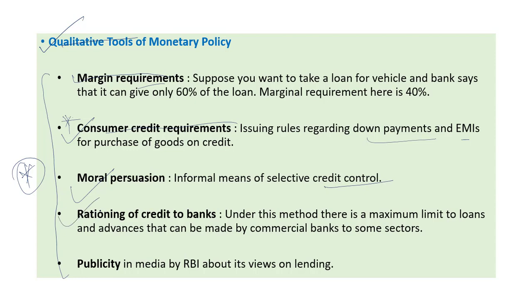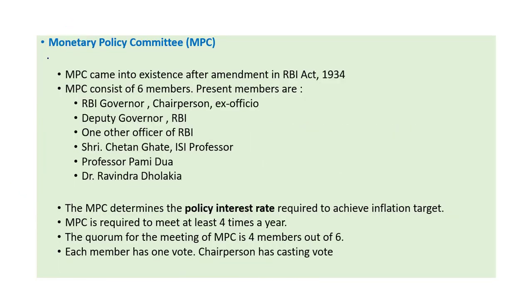Then rationing of credit to banks. Under this method, there is a maximum limit to loans and advances that can be made by commercial banks to some sectors. Why is this done? In order to motivate banks, or in order to persuade banks, to lend to some priority sectors like the agriculture sector, etc. Then publicity in media by RBI about its views on lending, right? So these are all the qualitative tools.